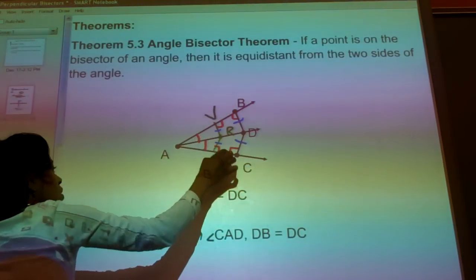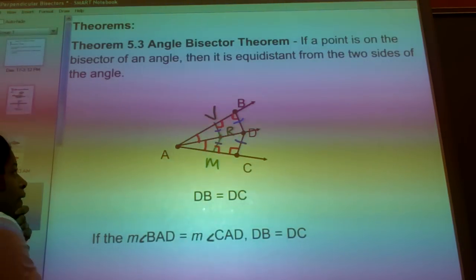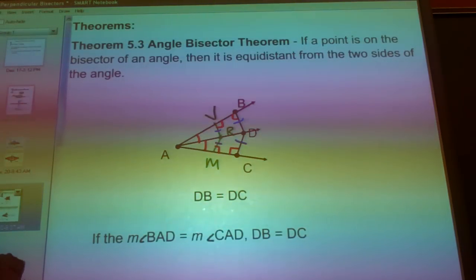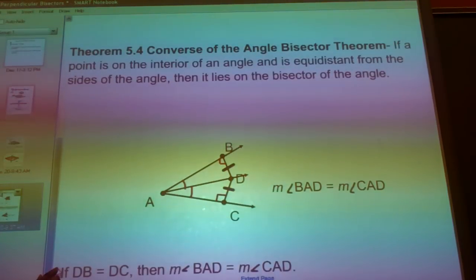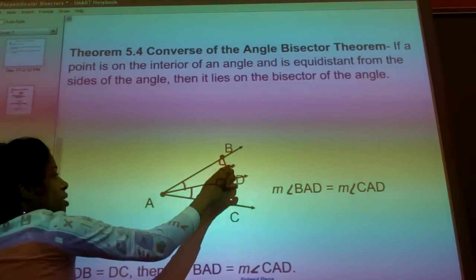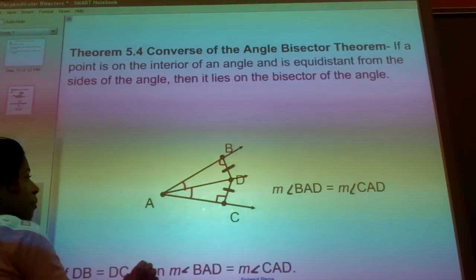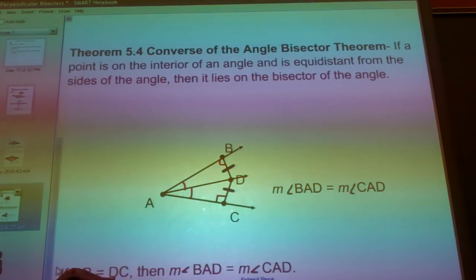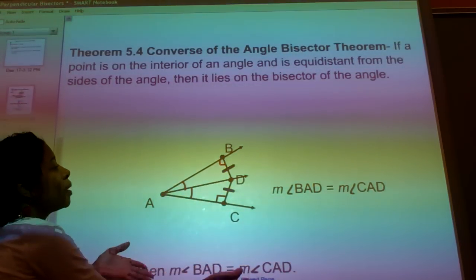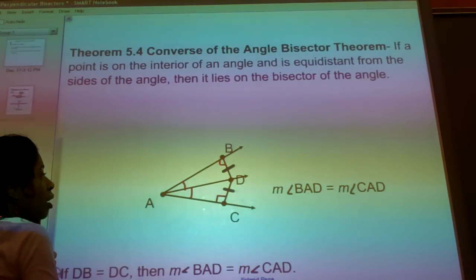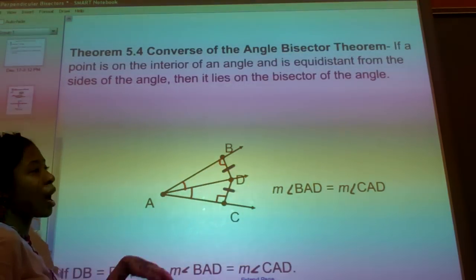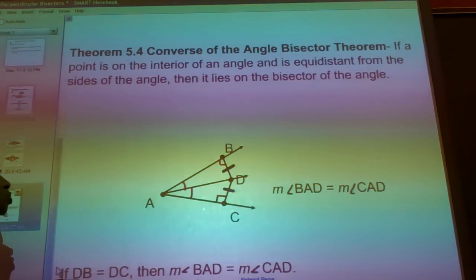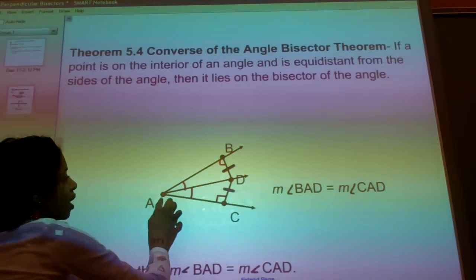So the first angle is equal to the second, and these two segments, BD and CD, are equal. And the converse is just the opposite. If I say that the two segments, DB and DC, are congruent on an angle bisector, then that automatically means that the two angles will be congruent. Angle BAD will automatically be equal to the measure of CAD. So it's just the opposite here.